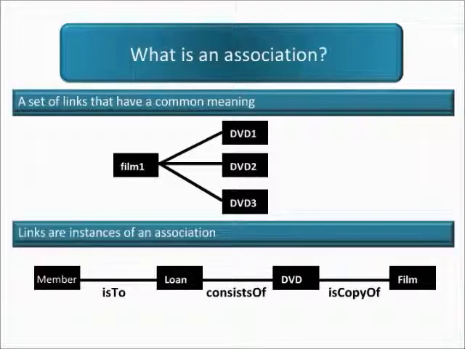The links on the figure shown are said to be instances of an association which exists between the classes film and DVD. In practice, the identification of associations often proceeds in parallel with the identification of classes. As an example, here again is the requirements document for the DVD library system. The figure shows the possible association between entities and their attributes.